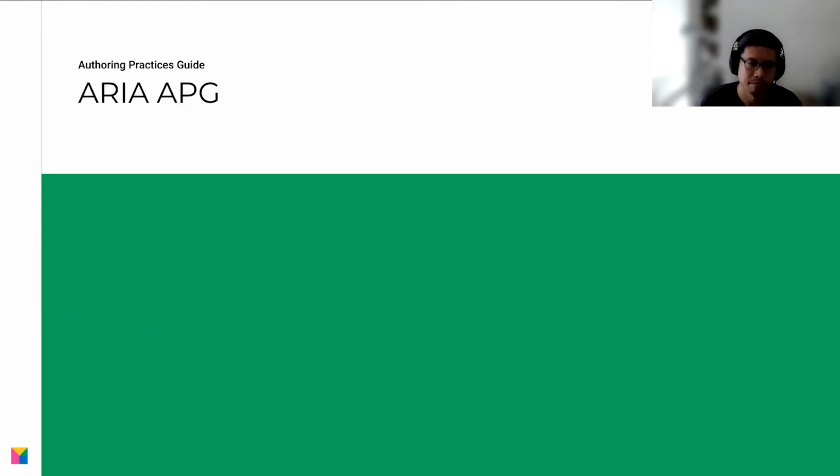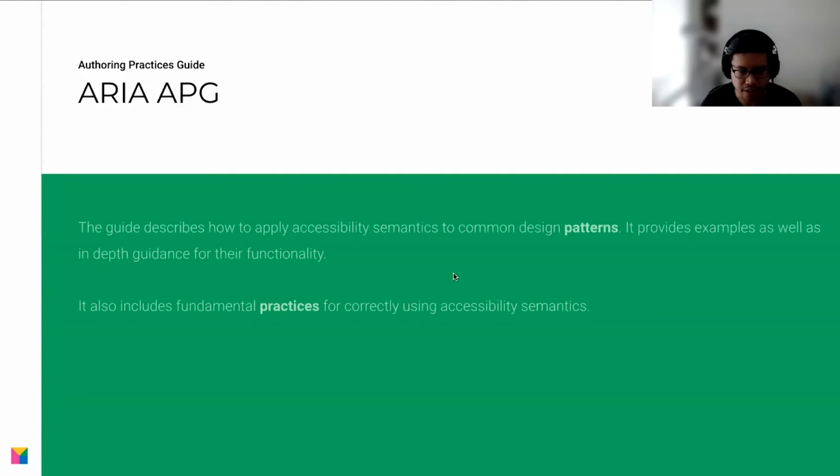But ARIA actually provides an authoring practice guide, an APG. It's a guide that describes applying these accessible semantics to common design patterns. It provides examples as well as in-depth guidance for how to functionally implement them. That's one huge part of the APG. And the second part is the fundamental practices for using and creating new accessible experiences.